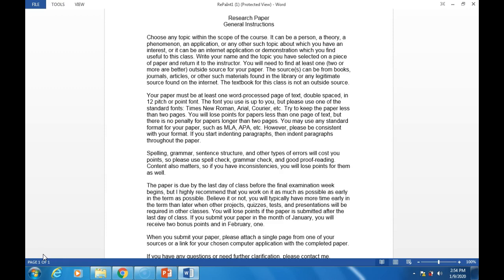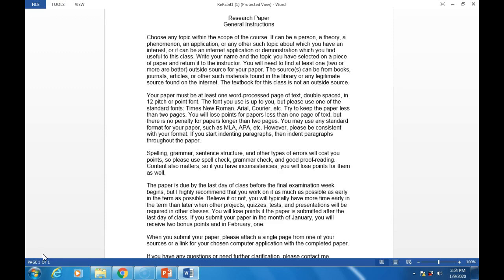The textbook, however, is a great source of ideas, but it's not a source for your paper. You can get the ideas for your paper out of the textbook. You can even get names and places and theories and stuff like that, but you have to go outside the book for your outside sources. Okay, your paper has to be at least one word processed page of text. Now, several things are involved in that. I don't want them handwritten. I don't want them even typewritten. I want them word processed, okay?